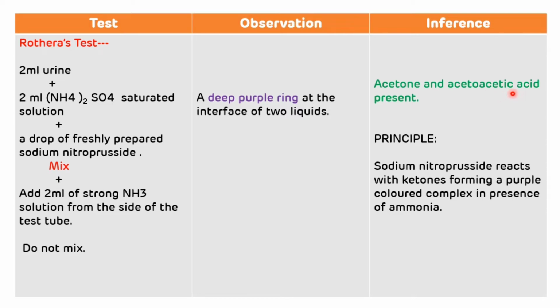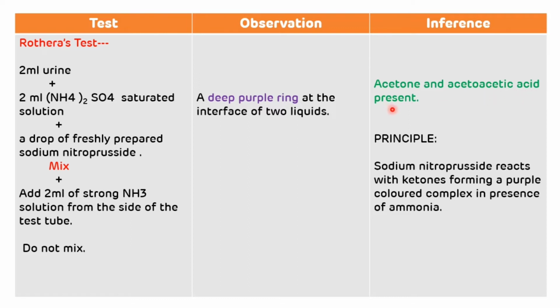For the Rothera's test, take 2 ml of urine and add 2 ml of saturated ammonium sulfate solution to it. Then add a drop of freshly prepared sodium nitroprusside and mix it properly, and then add 2 ml of strong ammonia solution from the side of the test tube. Do not mix. And if there is a development of a deep purple ring at the junction of the two liquids, that means ketone bodies are present. That means acetone and acetoacetic acid are present.